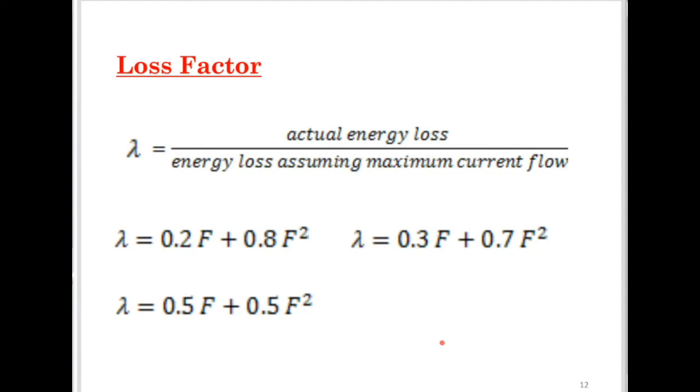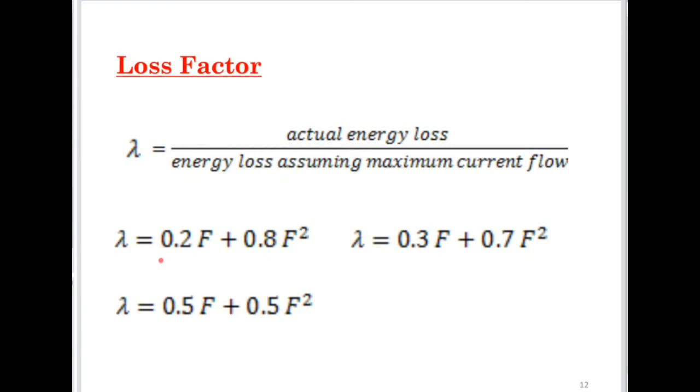And when we're talking about Kelvin's economy law, the time is a year, 8,760 hours. So actual energy loss that is taking place in the line, meaning because of current flow, and if the load factor is 100%, these two will be the same. But if they are not, then it will be less and less.